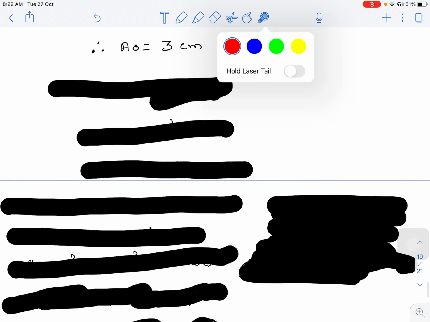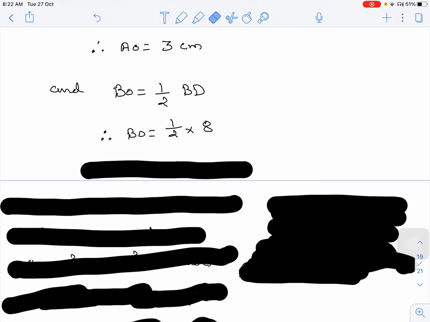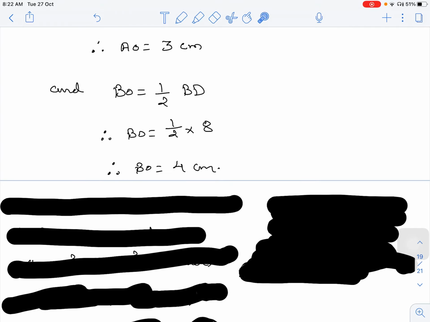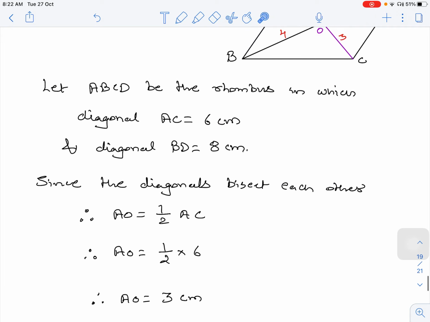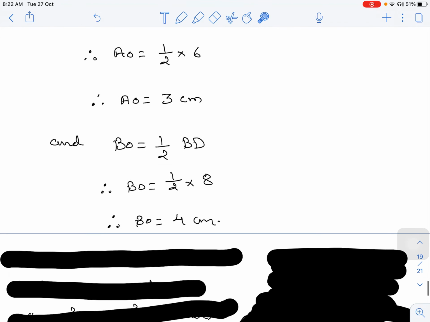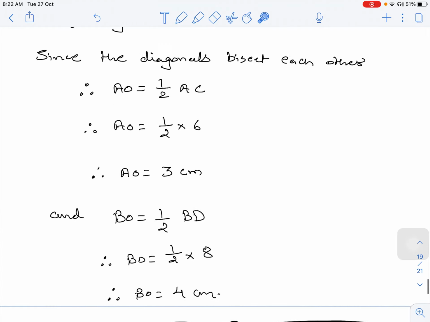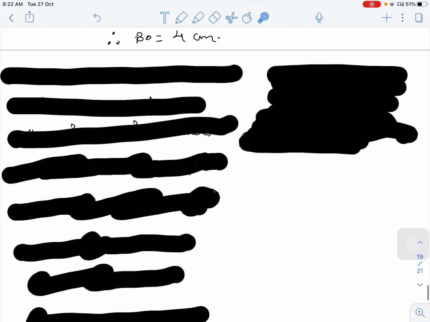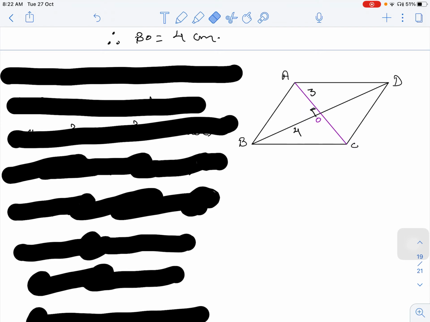Similarly, now this BO is also what? This BO is half of BD. So you will get it as half of 8. So BO is how much? 4 centimeter, okay? Now, so here we have AO as 3 and BO as 4.